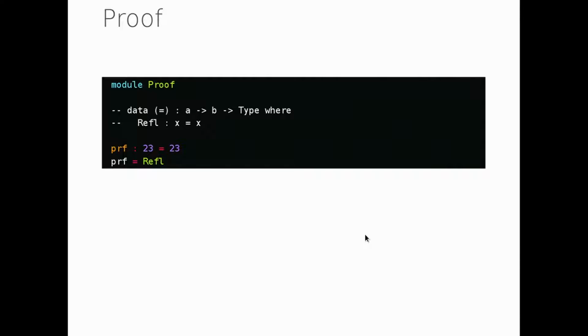And what's interesting about this is that 23 equals 23 is a logical proposition. So we say this, and we're going to prove that. And whenever we write a program that satisfies this type, we've got a proof. So a proof is a program is a proof. It's not just a simple program. We can really use programs as proofs.